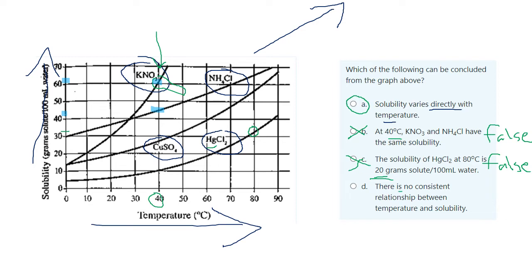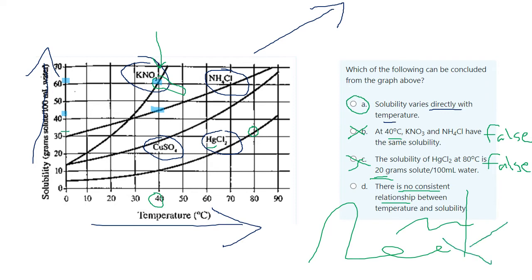And then D, there is no consistent relationship between temperature and solubility. No relationship might mean like this: one goes up and down, up and down, up, down. They're inverse, direct. That would be kind of a no relationship. Or if you have a scatter plot, you might have something here and here and here and here and here.